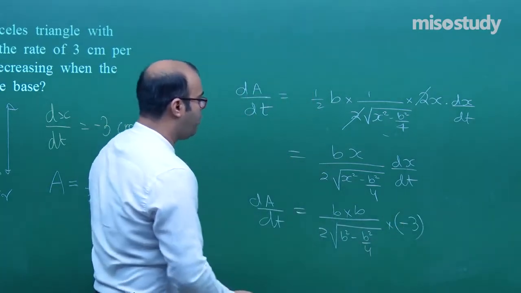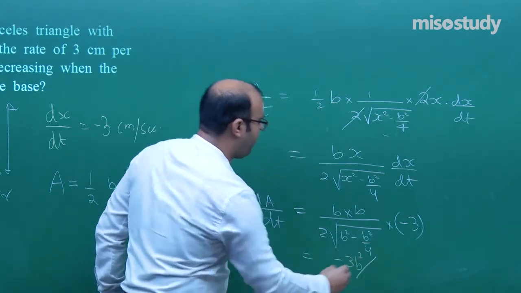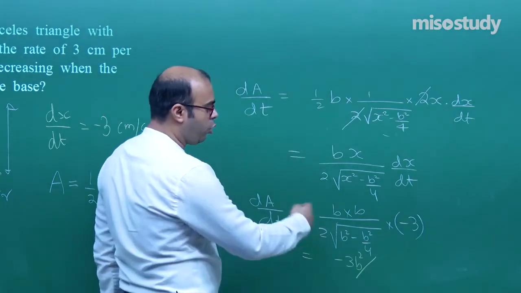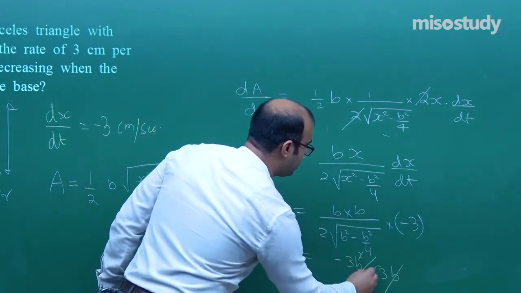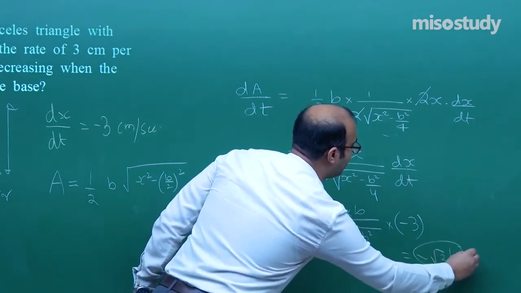So this will come out to be b square minus 3b square divided by 2, and this 2 will cancel after taking LCM and out of the root. This will become root 3b. So b will cancel, and this is finally minus root 3b, which is the answer.